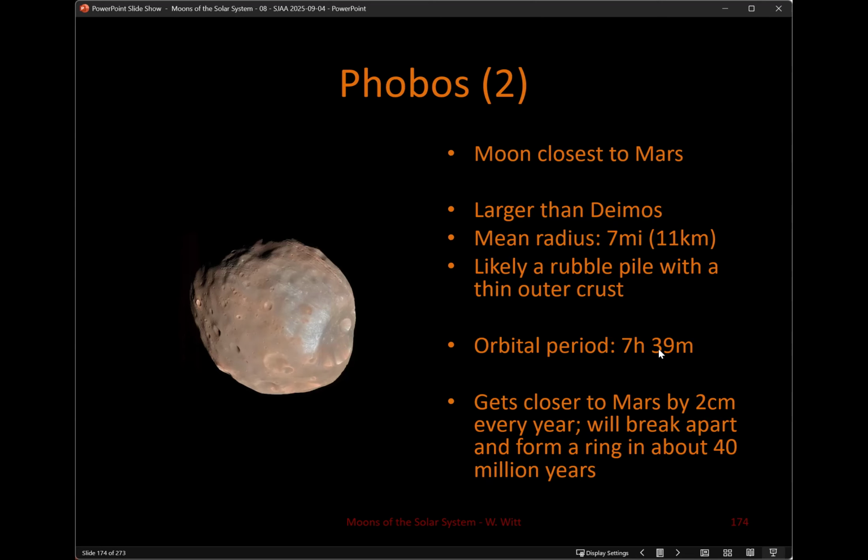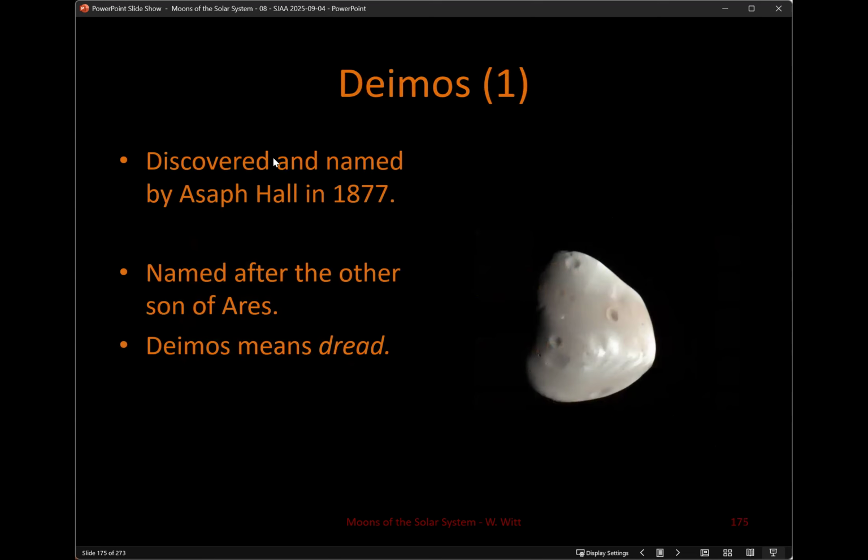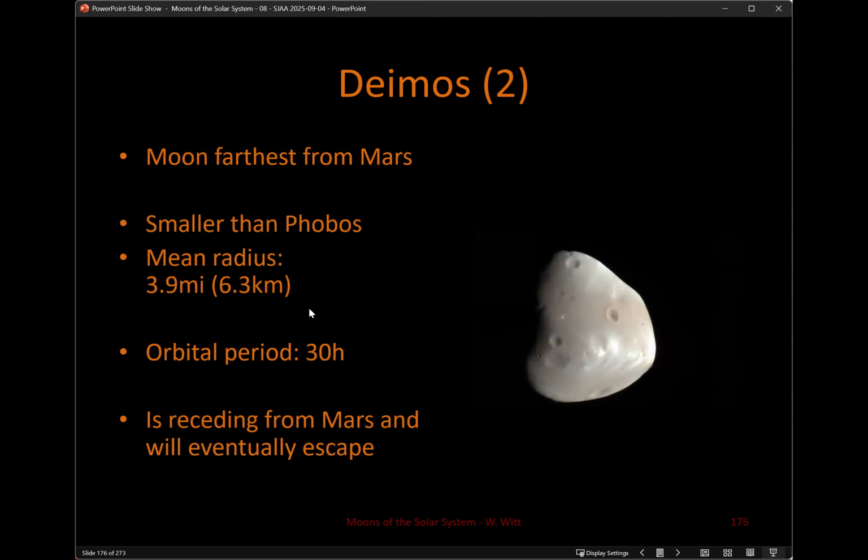This thing is zipping around Mars quite frequently, and you could be standing on the Martian surface and see it come by multiple times a day. It actually gets closer to Mars by a couple of centimeters every day, and eventually will break up and form a ring. Deimos, the other guy, was discovered in the same place and time by the same person, named after the other son of Ares, and Deimos means dread.